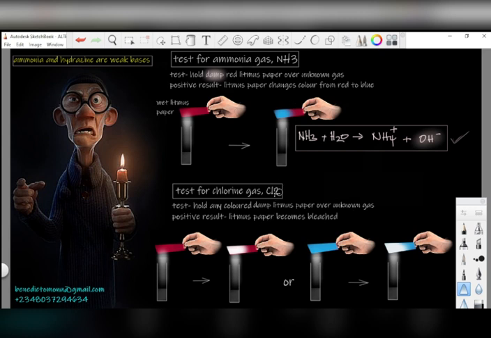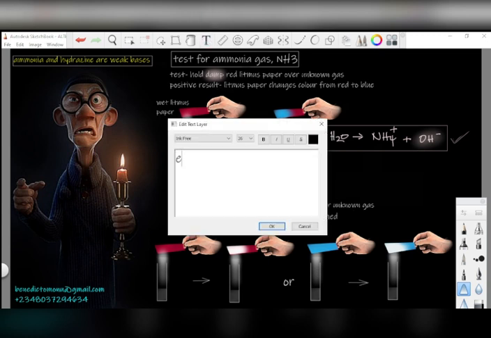Next up, we have the test for chlorine. Chlorine is a very important gas, but it is toxic. It is poisonous. You don't want to inhale chlorine. For these reasons, we carry out the experiment in a fumes cupboard. So fumes cupboard experiments that involve toxic gases are done in a fumes cupboard.